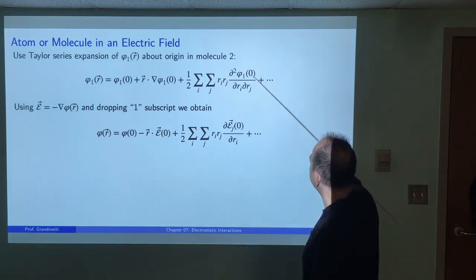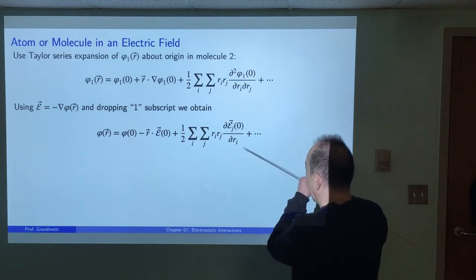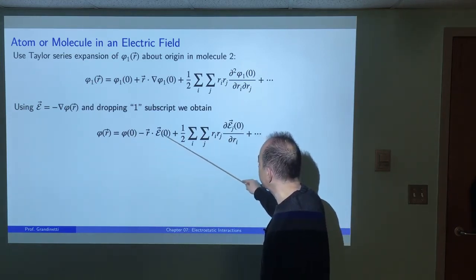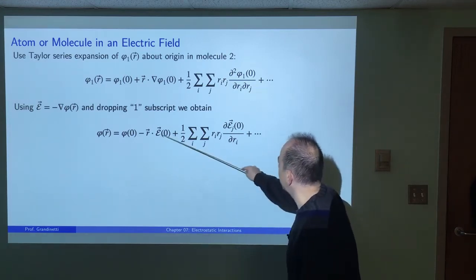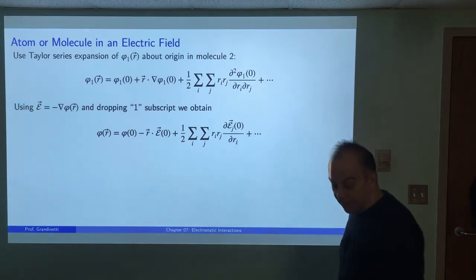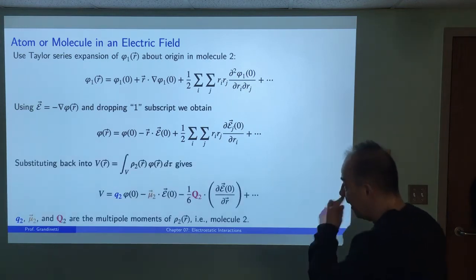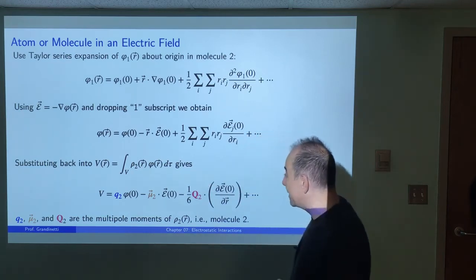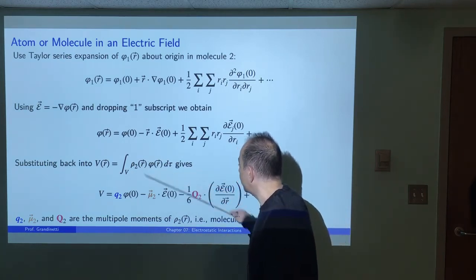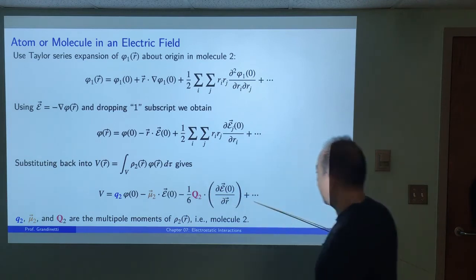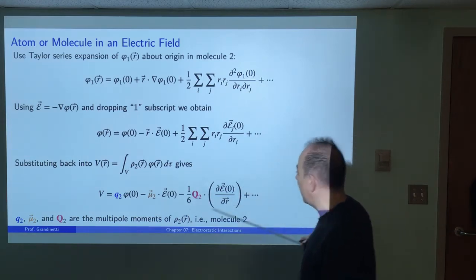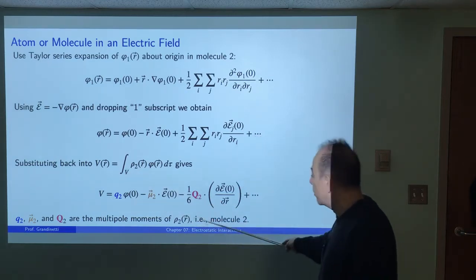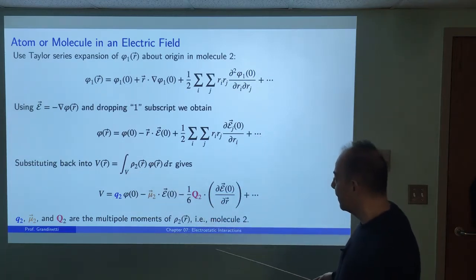And then this guy becomes the second derivative of the electric field. And so we get this expansion in terms of the scalar potential, the electric field vector at the origin, and then the gradient electric field at the origin. If we take this expression here and we substitute it back into our expression for the potential energy for our molecule 2, then we'll get this expression here, where now we'll find that we can redefine the potential energy in terms of the multipole moments of molecule 2.